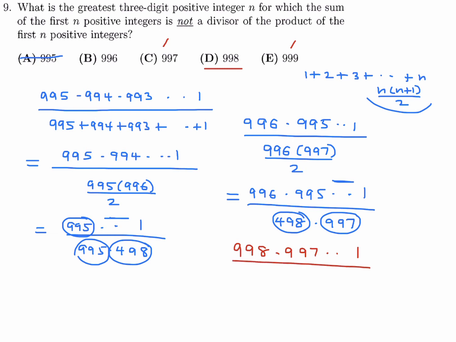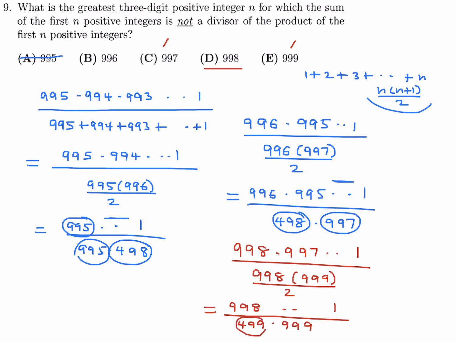The sum will be 998, if we use this formula, times 999 divided by 2. So that is, of course, 998, the product, all the way down to 1. And we have here 499 times 999. Now you might say, okay, 499 will appear somewhere in here, but the 998, that doesn't appear here because that starts at 998.